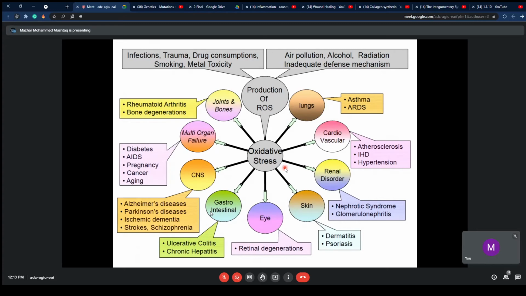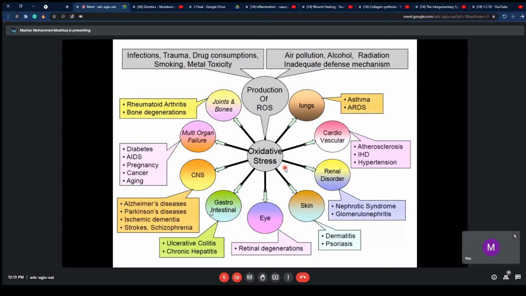So this is actually my diagram. I have prepared this diagram by collecting information from different articles. You can see here, ROS is the biggest issue in our life. If it is taken care of properly, then it is possible that you may not have the disease, or you may decrease the presence of the disease in the individual, and similarly aging is one of them.